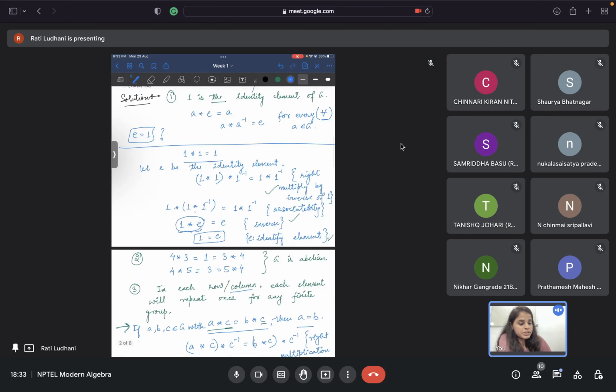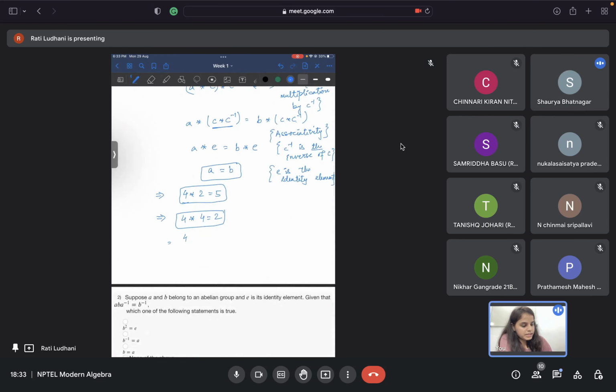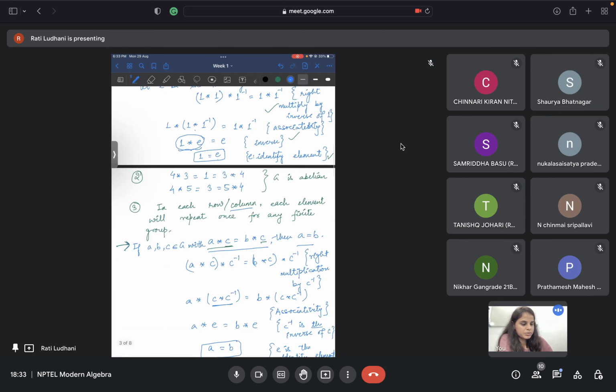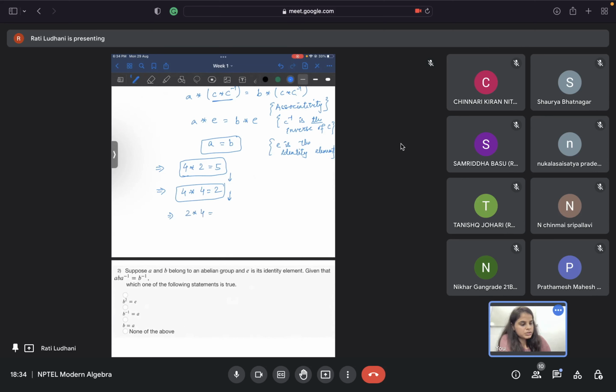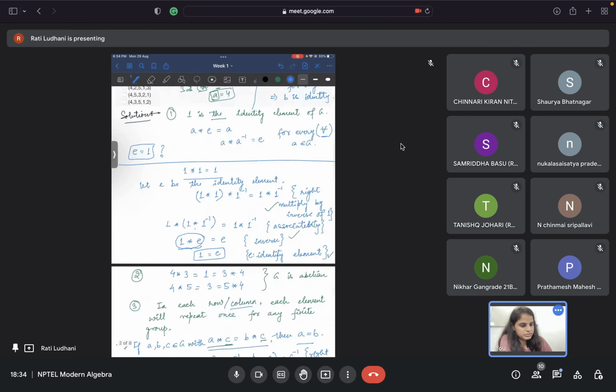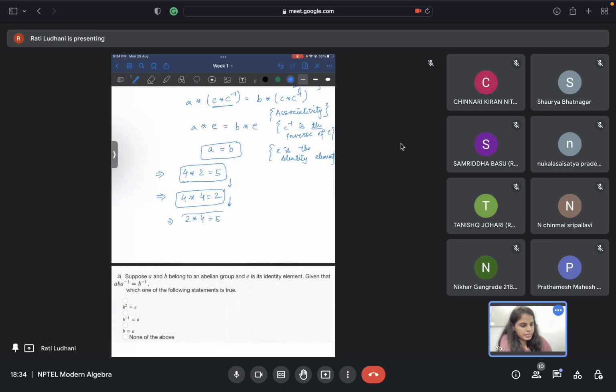Now can you tell me the remaining entry, like this entry? 5 is left. Yes, 4 star 2 is 5. So these are direct implications because of this third property. So you got, sorry, not 4, 2 star 4 is equal to 5. Okay, so now is it clear?